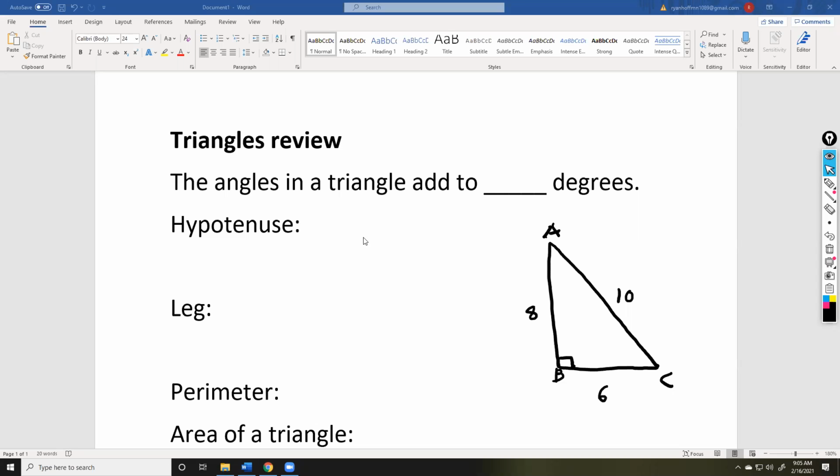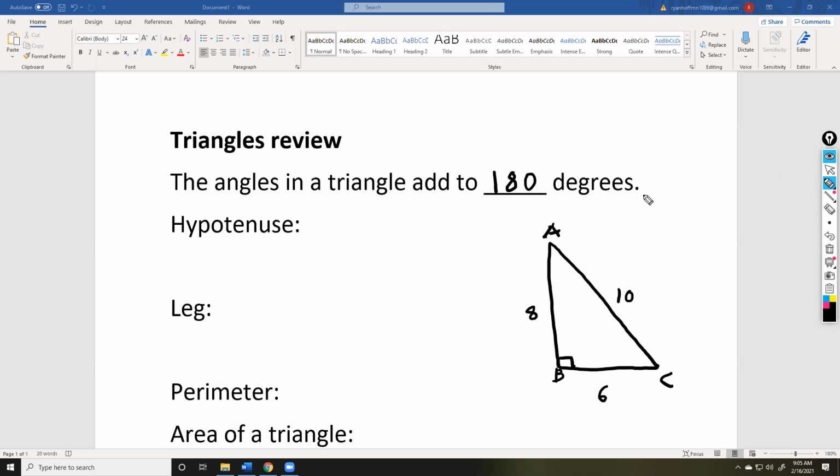So first off, angles in a triangle. The angles in a triangle all add to 180 degrees. That's thing number one that you should know. And that's something that we even talked about in the last chapter. It came up in a couple of problems.